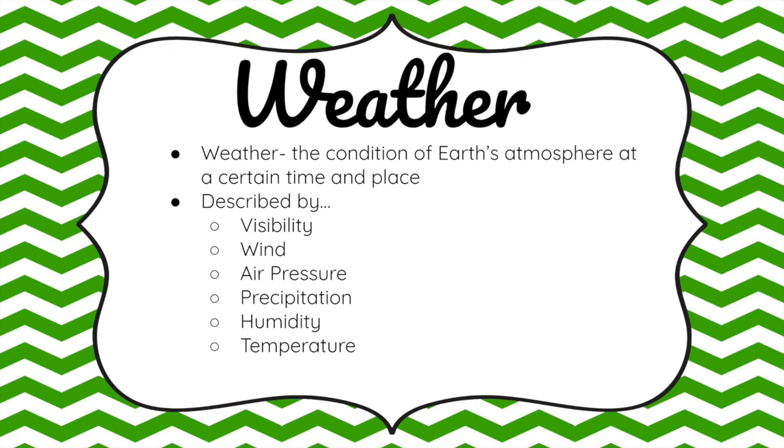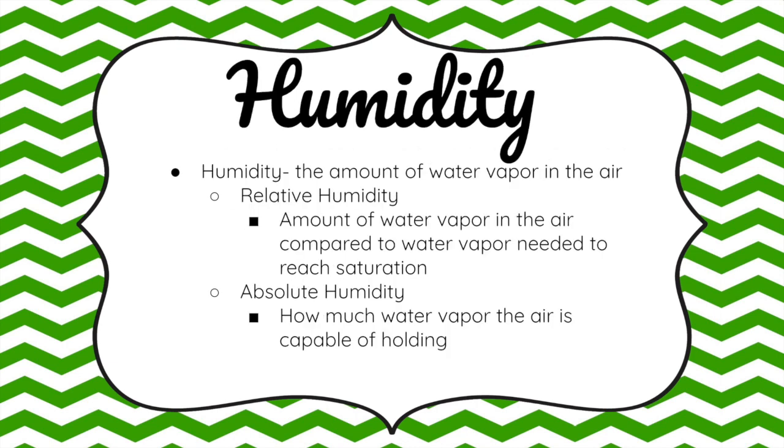experiencing. Now, there's several things that are describing weather. Visibility describes weather, wind describes weather, air pressure, precipitation, humidity, and temperature. Some of those you already know about. Some of those may be new terms. I don't hit on temperature or wind again because those are things that we've already heard of, as well as precipitation. But let's start with humidity.